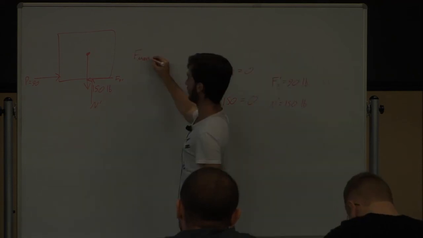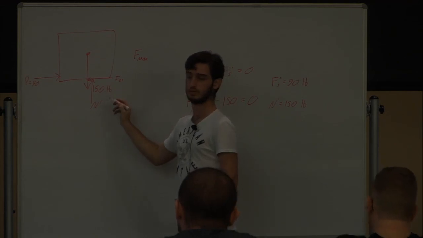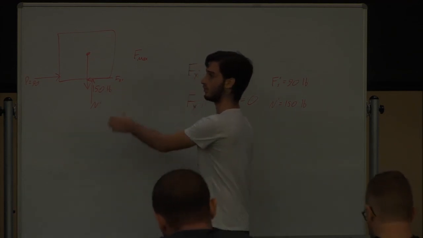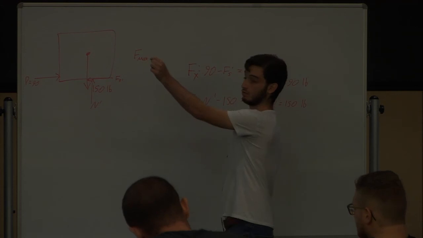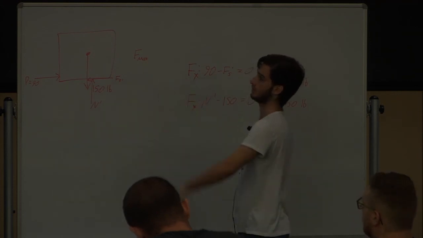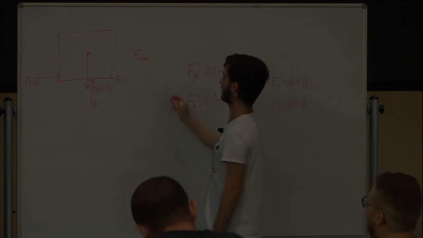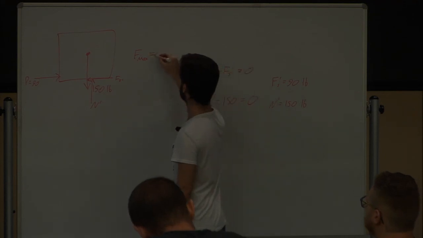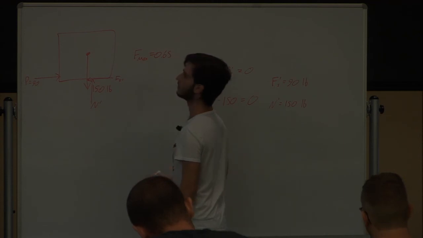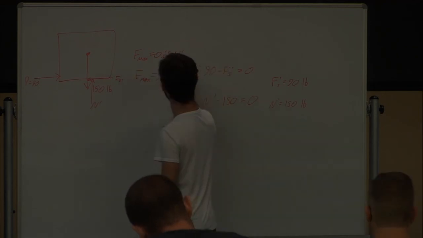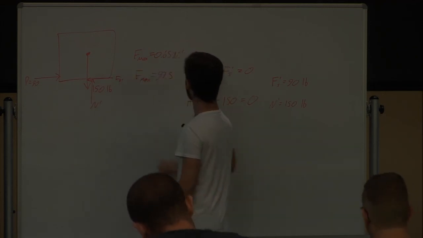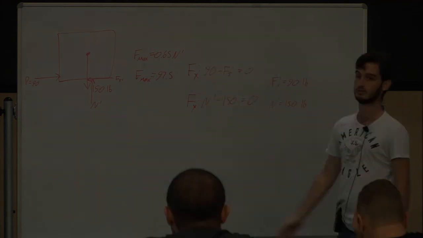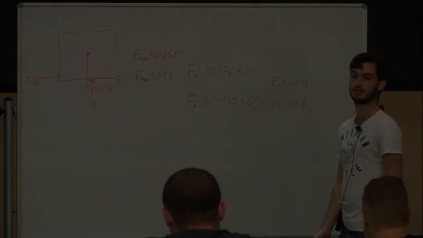Because the coefficient of friction between two boxes is 0.65. And then the normal force in question, which is N prime. 97.5? Well, these boxes will tip. Yeah.